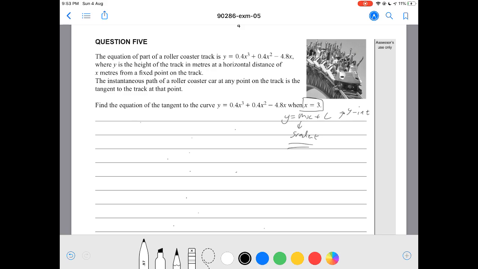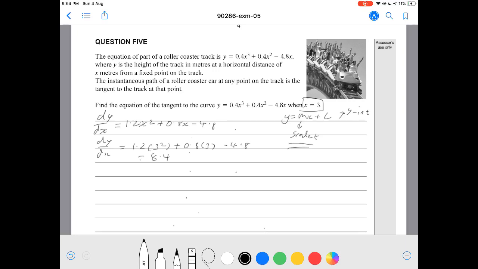So basically, if we substitute our x point into our gradient function, we should be able to get our gradient for the tangent. And that's exactly what we're going to do. So we write dy/dx equals 1.2x squared plus 0.8x minus 4.8. We're going to substitute 3 into the equation. So dy/dx equals 1.2 times 3 squared plus 0.8 times 3 minus 4.8. You should get your answer as 8.4.